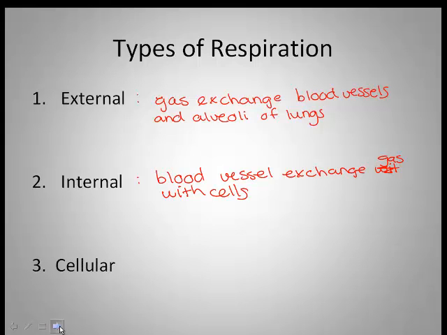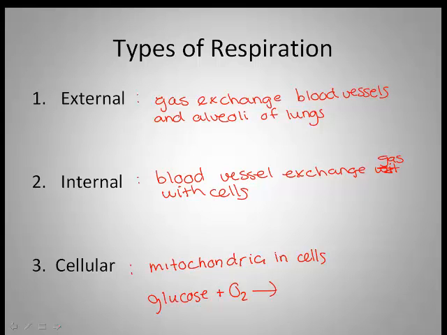Now we have our gas in our cells, so cellular respiration can occur in our mitochondria. Again, we have our glucose from our digestive system. Now we bring in oxygen from our respiration system, and this creates carbon dioxide waste, water, and our energy.